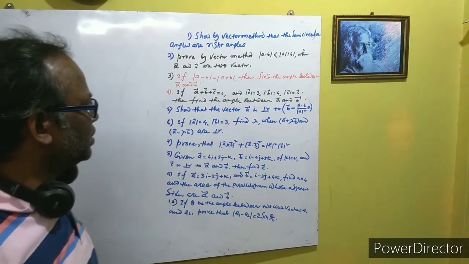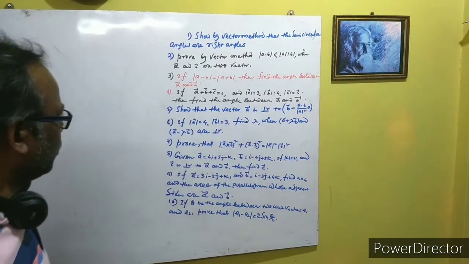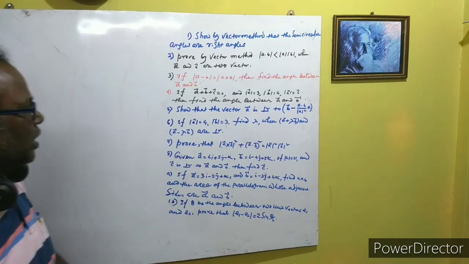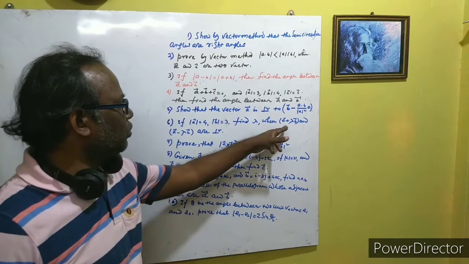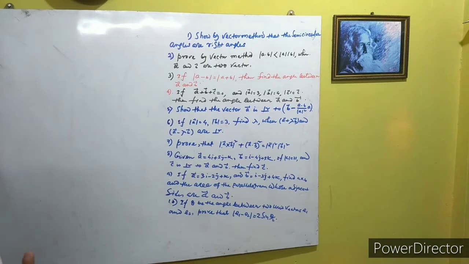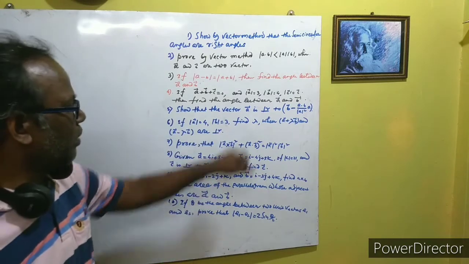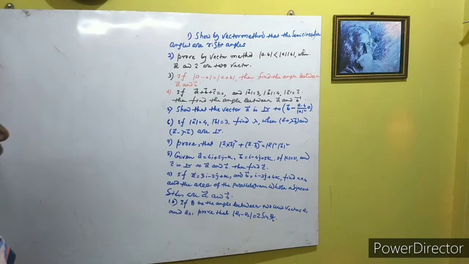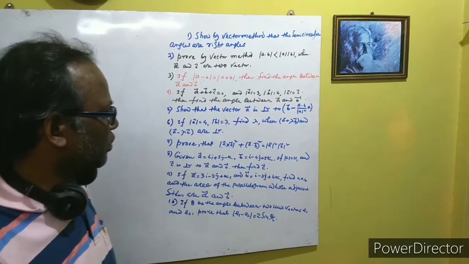Number 5 is to show that the angle between these two vectors is 90 degrees. Number 6, the magnitudes of vectors A and B are given as 4 and 3. If A plus lambda B and A minus lambda B are perpendicular to each other, then find the value of lambda. And prove that mod of A cross B, whole square, plus A dot B whole square, is equal to mod A square mod B square.